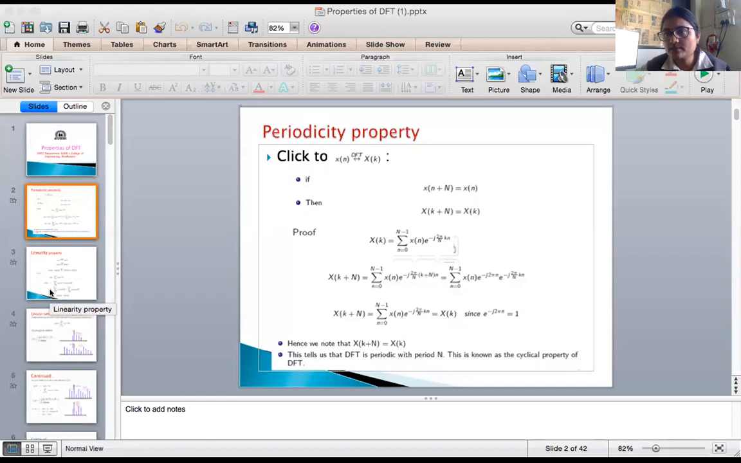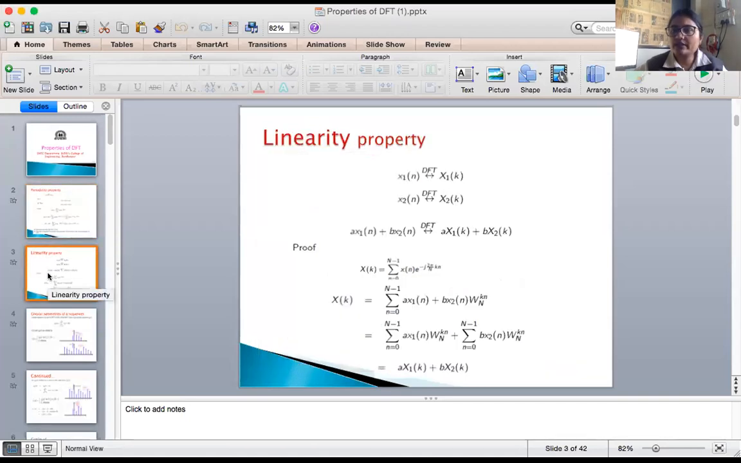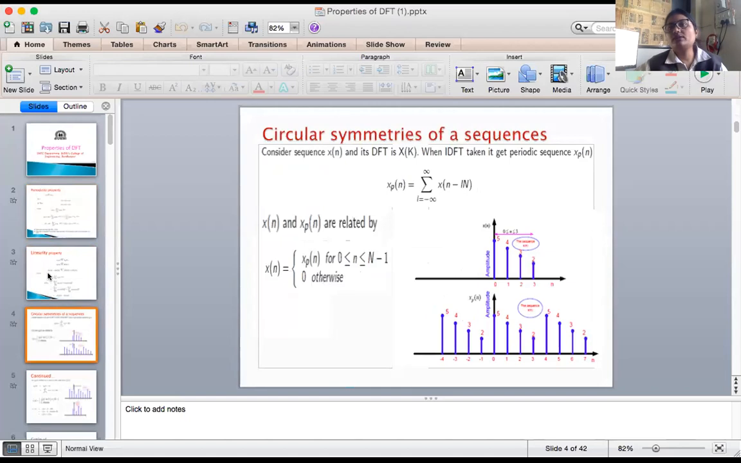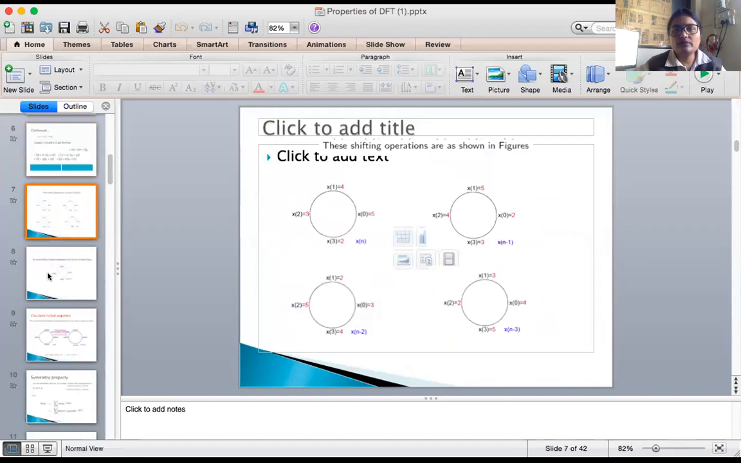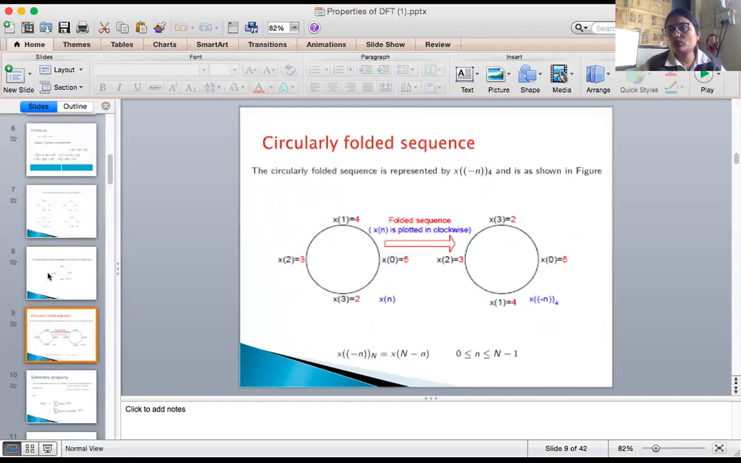The first property is displayed here, so you can get it from this. Which one is the first property that we have studied? Periodicity property. Then the second property that we have studied is linearity property, followed by circular symmetry of a sequence, or circular representation of the sequence, which we have studied here. Then we have gone through circularly folded sequence. How do we represent a circularly folded sequence on the circular representation?